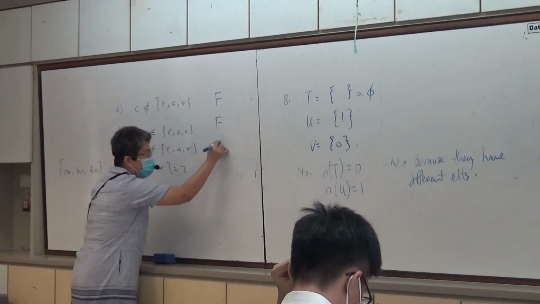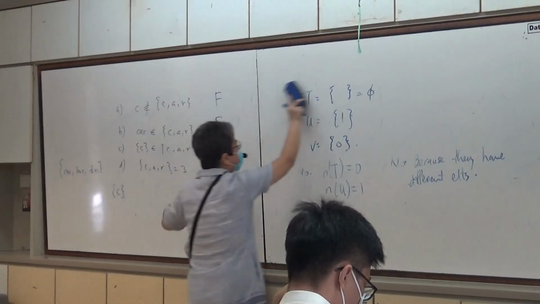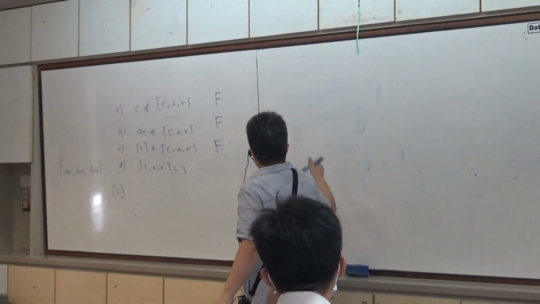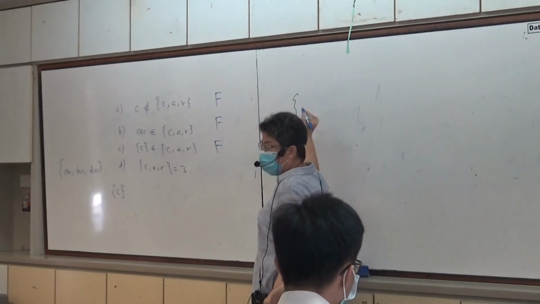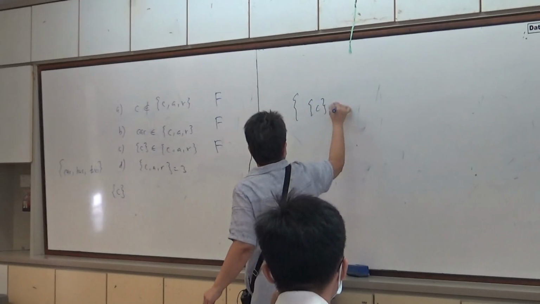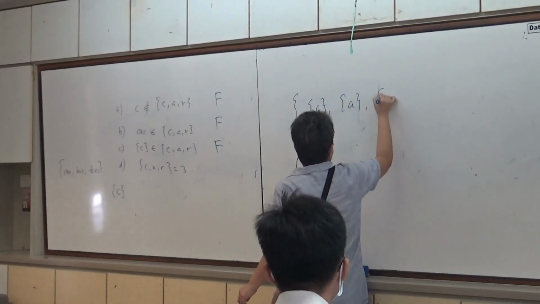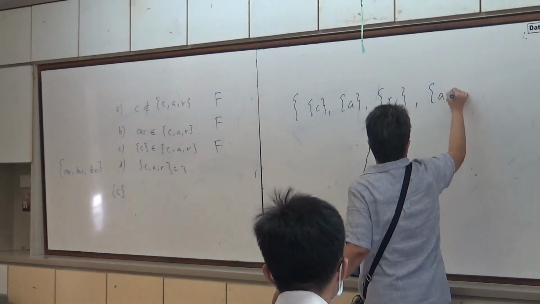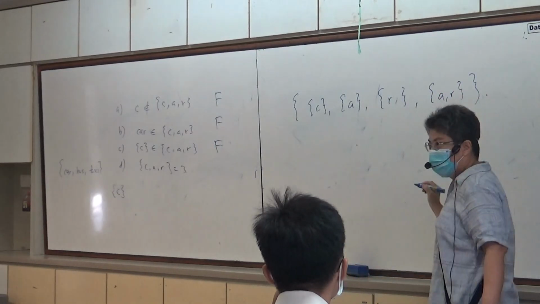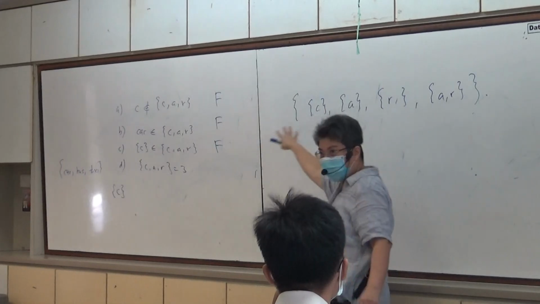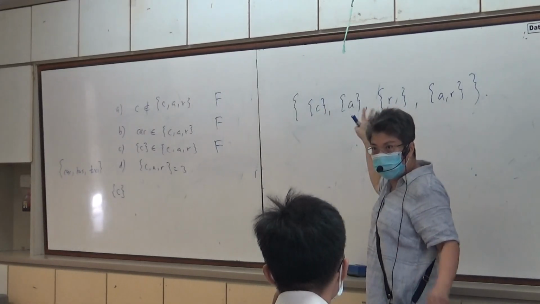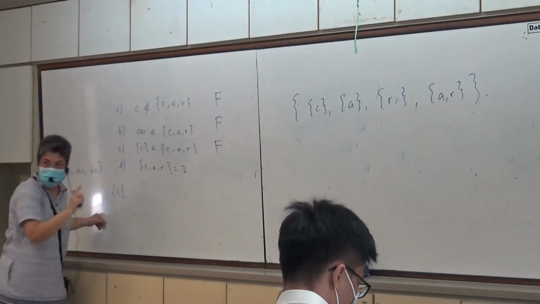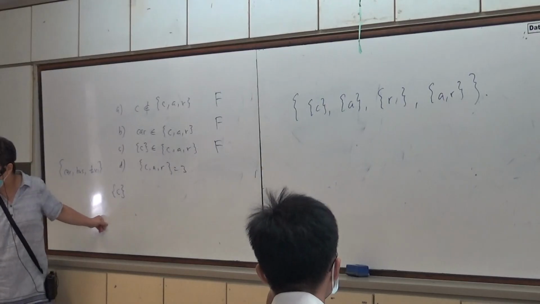The answer is false. Now, why do I say that? Let me explain to you what it means by that. I can have a set whereby I have the set C, the set A, and the set R in the set, and the set AR, and so on. Then this is an element of the set. Can you see it? The set in the set. Because the set itself, yes, but there are no sets inside here. Can you see? That's why it's false.